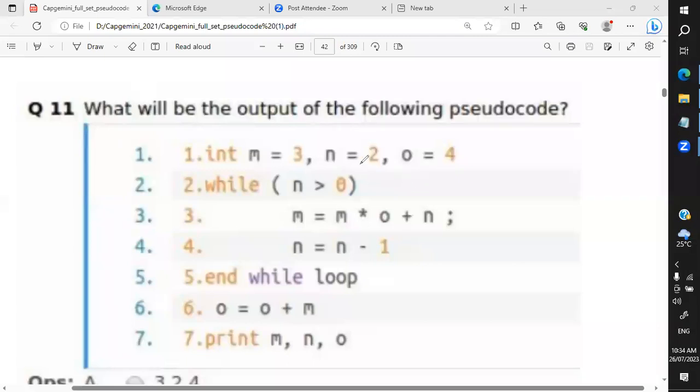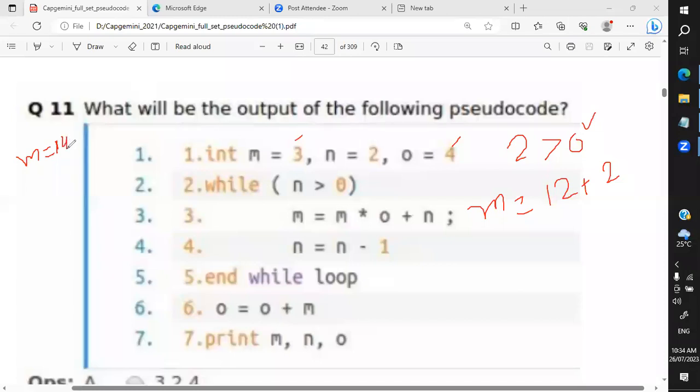N greater than 0. What is that? 2 greater than 0 is true. As it is true, we'll enter inside and then calculate M is equal to M into O plus N. What is M? 3. 3 into 4, 3 fours are 12. 12 plus 2, which is nothing but 14. So M value is updated as 14. I am writing on the left side. M value is updated as 14.